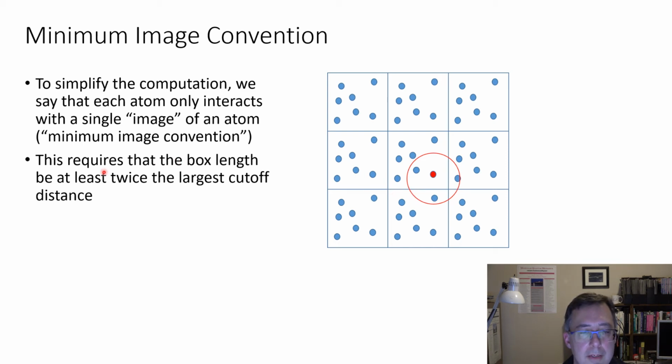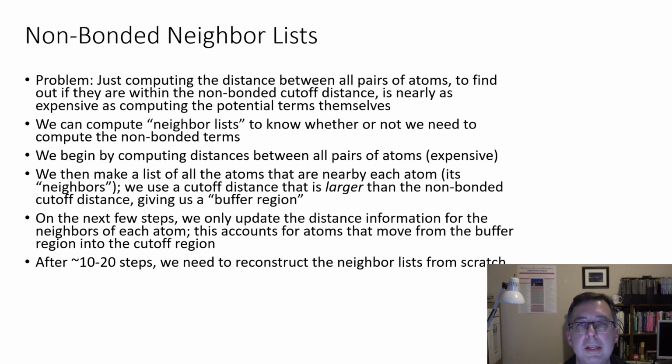Now, for this to make any sense, the box length would need to be at least twice as big as the largest cutoff distance. But you could enforce that by using a slightly bigger box length. Okay, so that's one way to sort of simplify things. And then let me just say a little bit more technical things about how you would construct an algorithm to try to account for some of these things and to make the computation more practical.